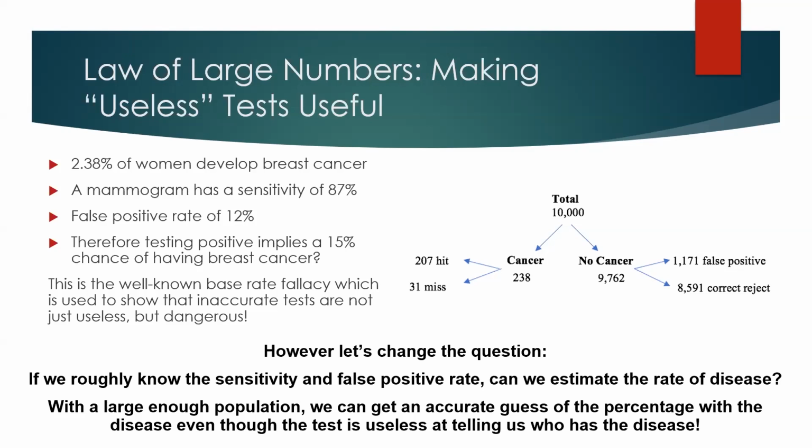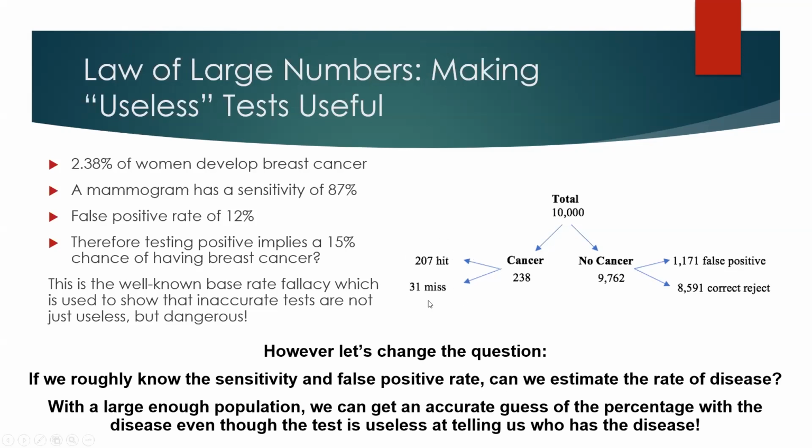But we can completely change the question that we're asking in order to get something useful out of this, right? So if we roughly know the sensitivity and the false positive rate, can we estimate the rate of the disease, right? The number of people who have the disease. So if you have a good sense of how bad your test is, you can basically run this in reverse.